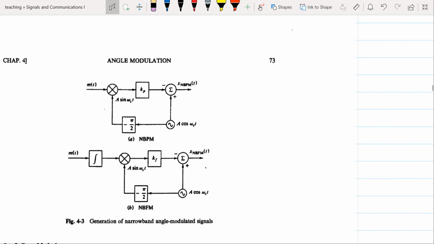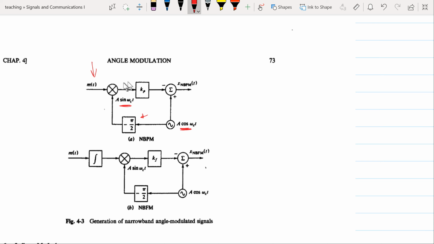4.3. What we have seen here is that we have the original message which we want to modulate, and we are going to be multiplying it with the carrier that is phase shifted. We shifted it by minus 90 degrees. Therefore, we are able to have sine of omega t, and this is our locally generated carrier that is not phase shifted.